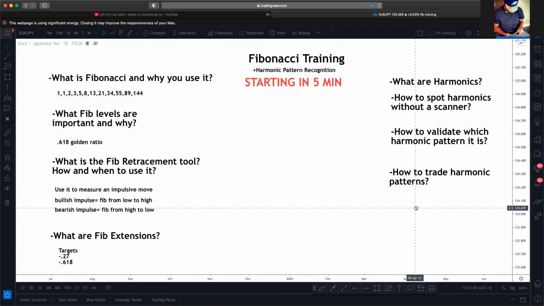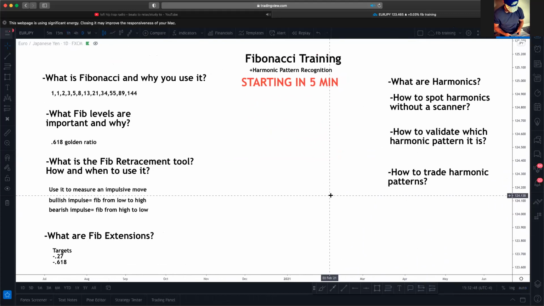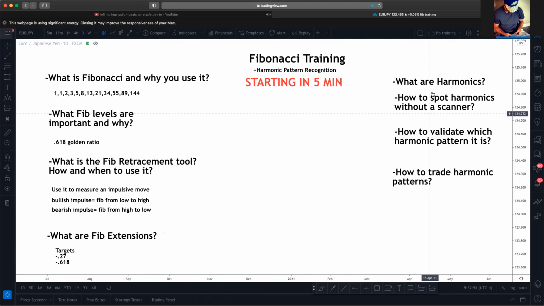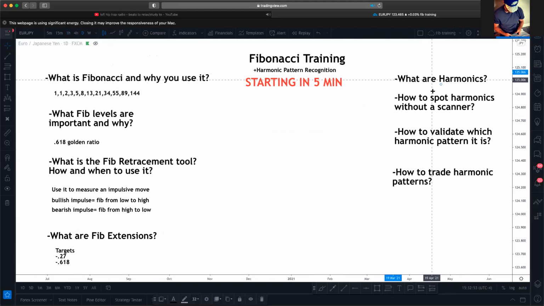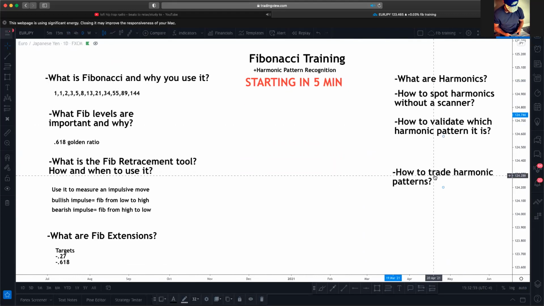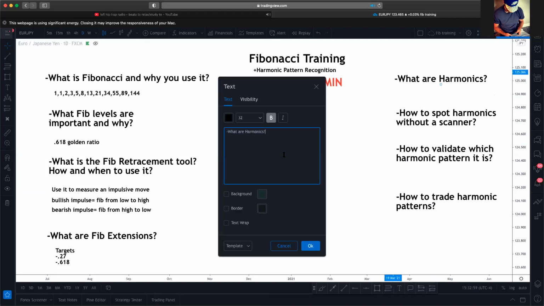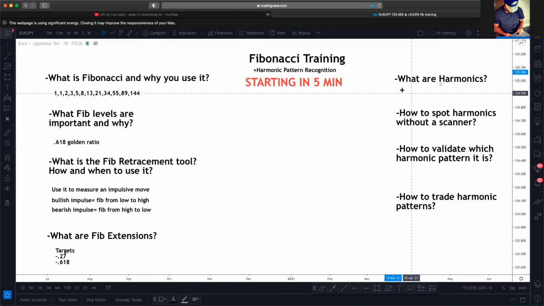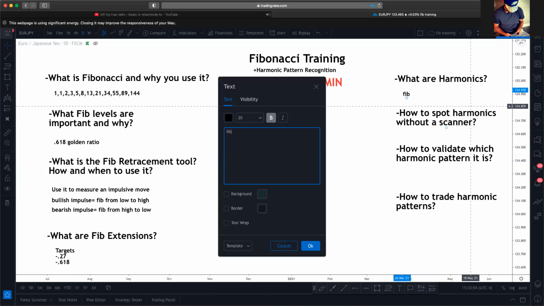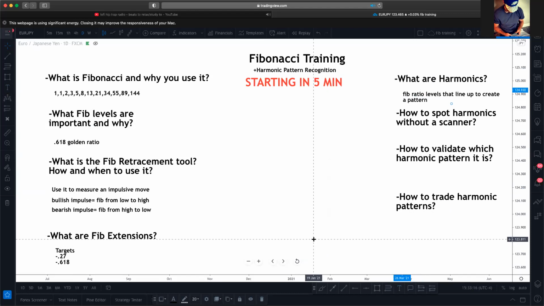All right. So we're back here, we're looking at harmonics now. Now harmonics, all harmonics are, what are harmonics? Let's do this. What are harmonics? They are fib ratio levels that line up to create a pattern. I'm not looking at something and copying that down.